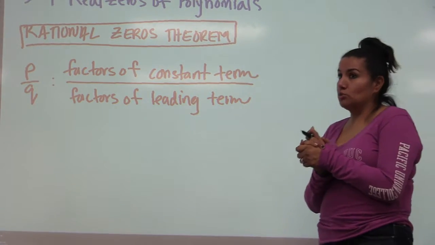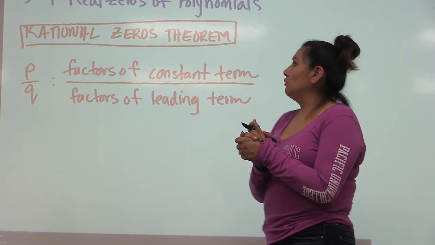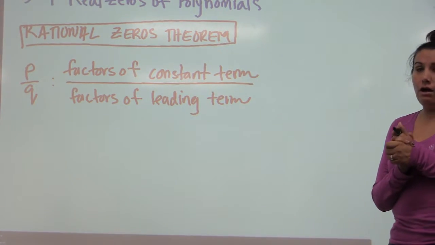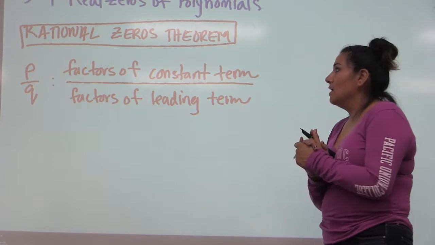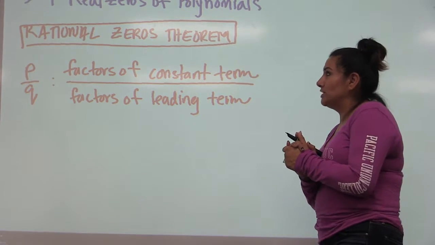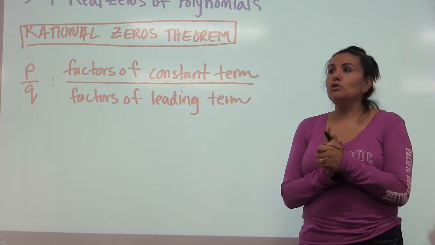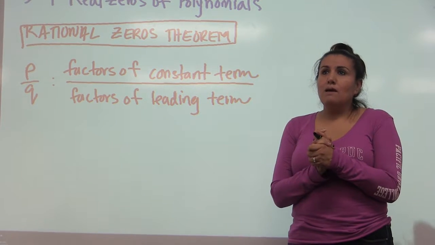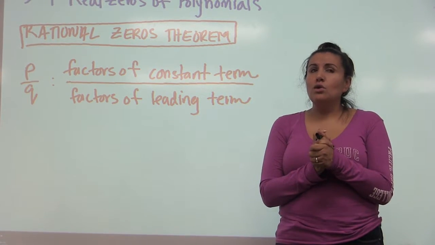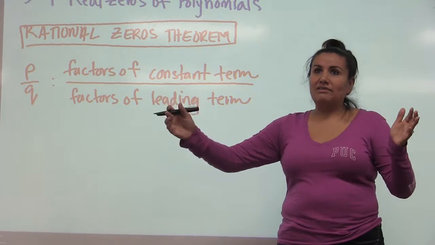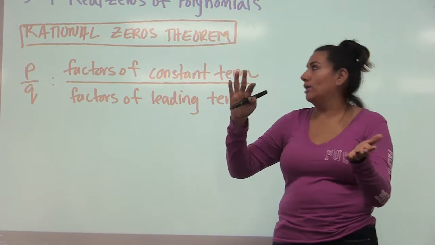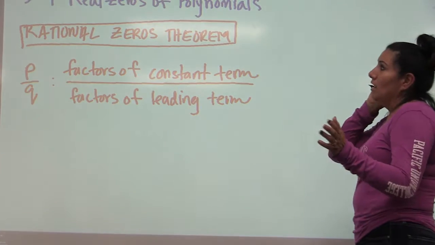Anywho, so we're doing real zeros of polynomials. Another word for zeros is roots. So this is the rational zeros theorem. It's also oftentimes called the rational root theorem. What you do with the rational zeros theorem is it's basically what we call an existence theorem. It tells you that something exists, but it doesn't necessarily tell you that it actually is the zero that you want. That might have sounded kind of weird, but this is what's going to happen.